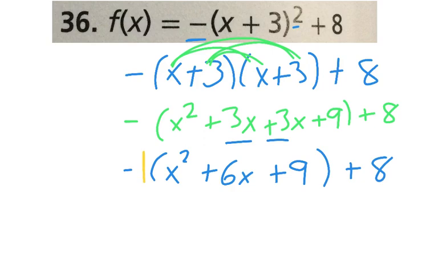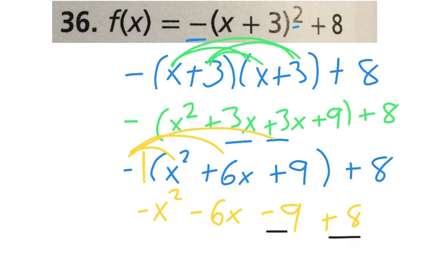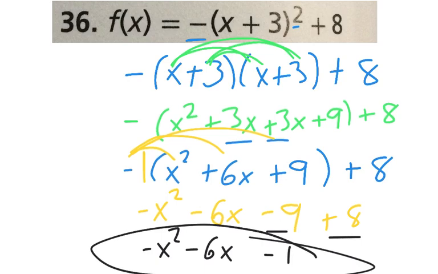Now there's a negative 1 out front. Distribute it. Negative 1 times x squared is negative x squared. Negative 1 times 6x is negative 6x. Negative 1 times 9 is negative 9. Bring down the plus 8. Do I have any like terms? Negative 9 plus 8 is negative 1. I have negative x squared minus 6x minus 1. Standard form.